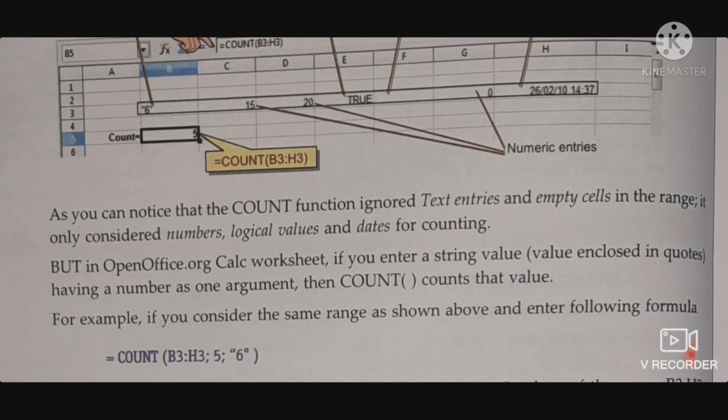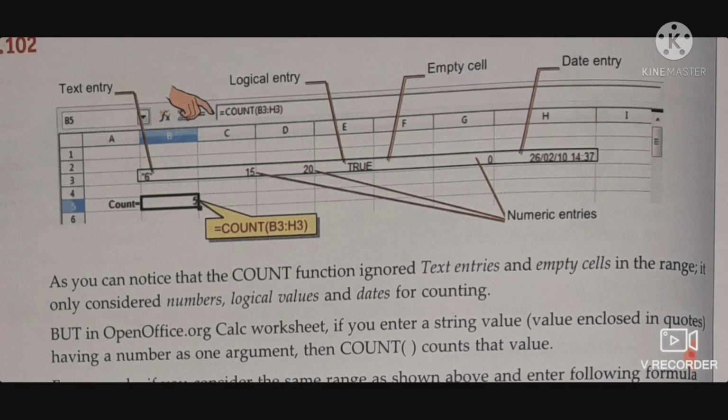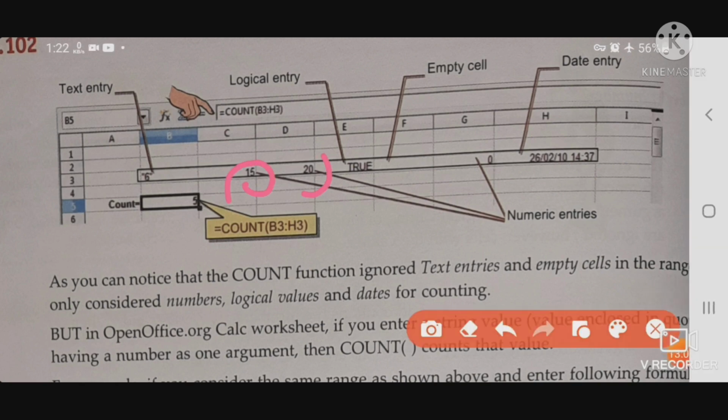See, the count function ignores text entries and empty cells. If any empty cell is there, the count function will ignore it. It will only consider numbers, logical values and dates for counting. So what are the numbers in this? If we check, this is a number, this is a number, this is a number, this is a number. So numbers, a logical value and a date. How many happened? 4, and 1 is this logical value. So we have 5, and it will return the answer 5. So the count function calculates numbers, logical values and dates.